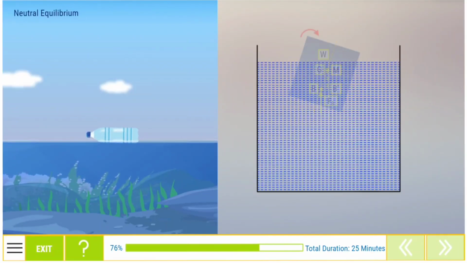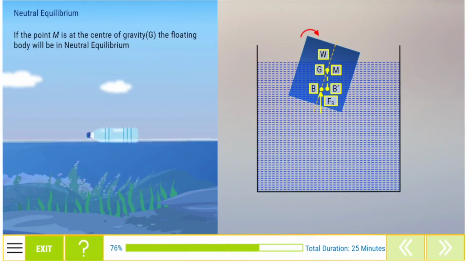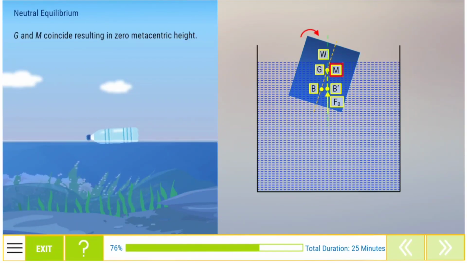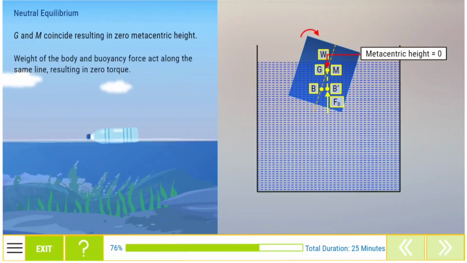Neutral equilibrium. Let's learn about the neutral equilibrium state. If the point M is at the center of gravity of the body, the floating body will be in neutral equilibrium. G and M coincide, resulting in zero metacentric height. Weight of the body and buoyancy force act along the same line, resulting in zero torque.